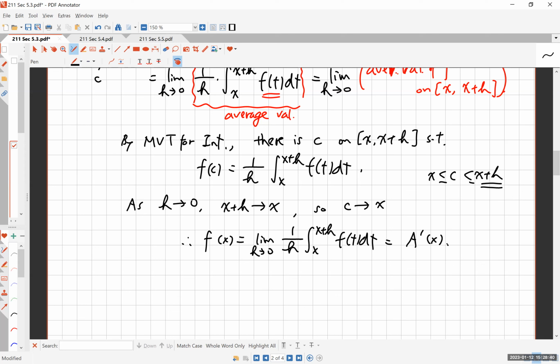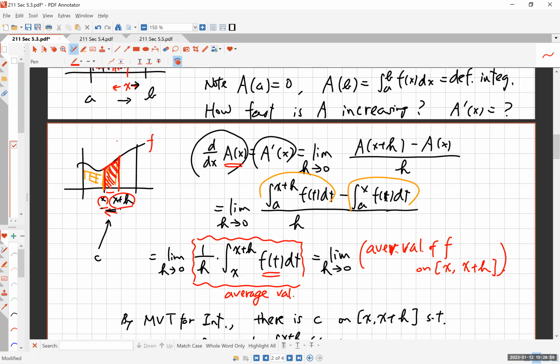Okay, so what is it saying? It's saying that the derivative of A(x), the area function, turns out to be f(x). Now remember what A was. A is the area under f between a and x, right? And does it make sense? Let's think about this. How fast is this area changing?